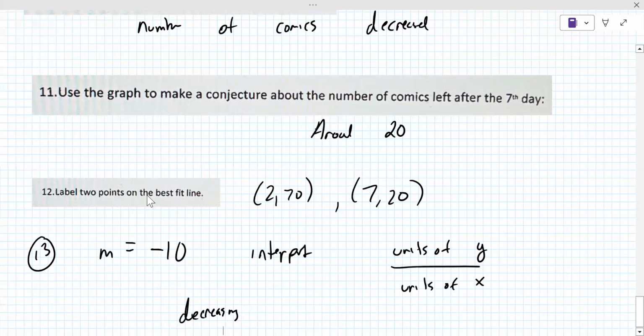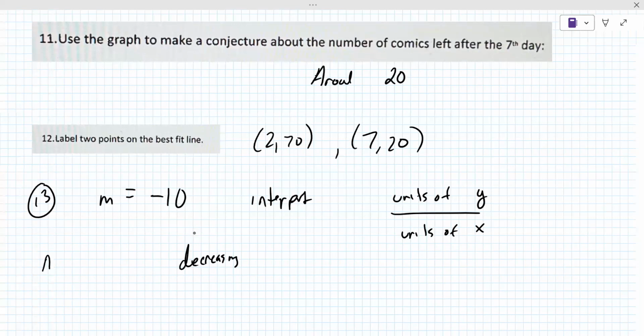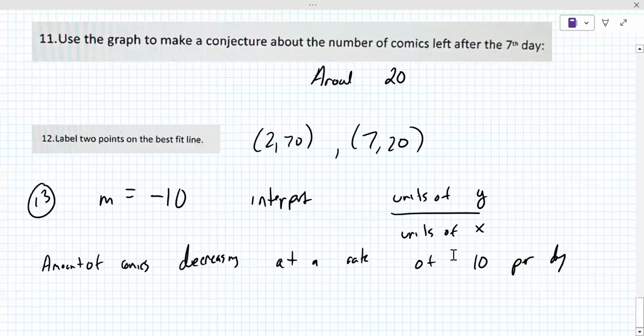Okay, so this person, Sydney, has a comic book collection. And what is happening every day? Because that's the units of x. What does this -10 mean? She's selling more. How many? We can be more specific: 10 more. So we could say the amount of comic books decreases at a rate of 10 per day. They're looking for more than just goes down by 10. They want a little bit more with the x units and the y units in there.